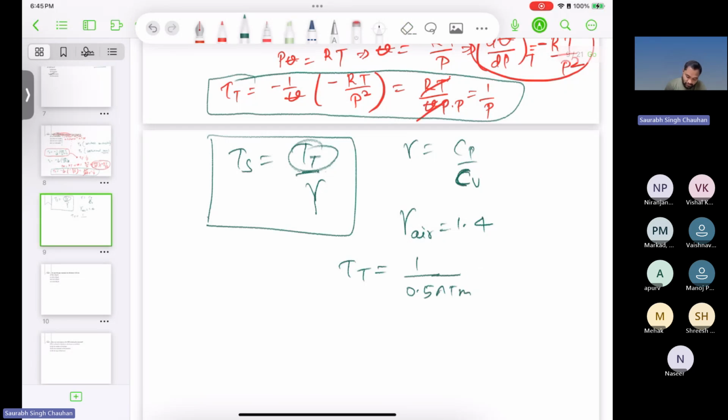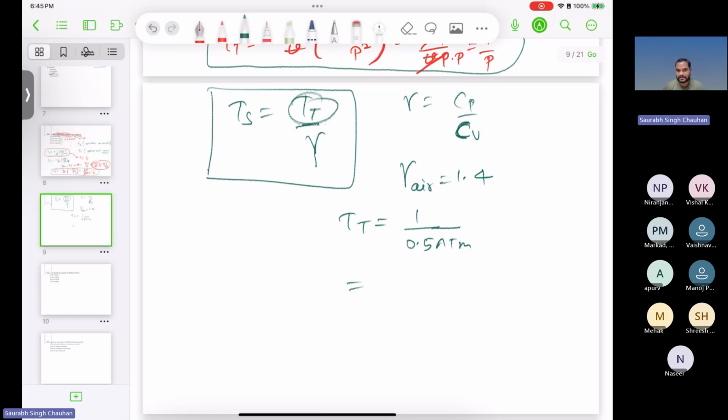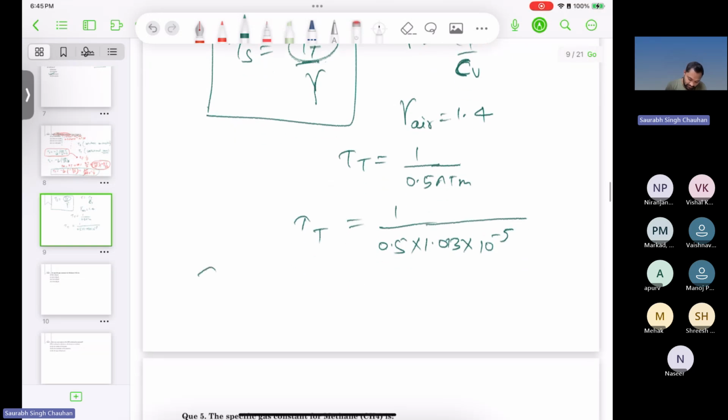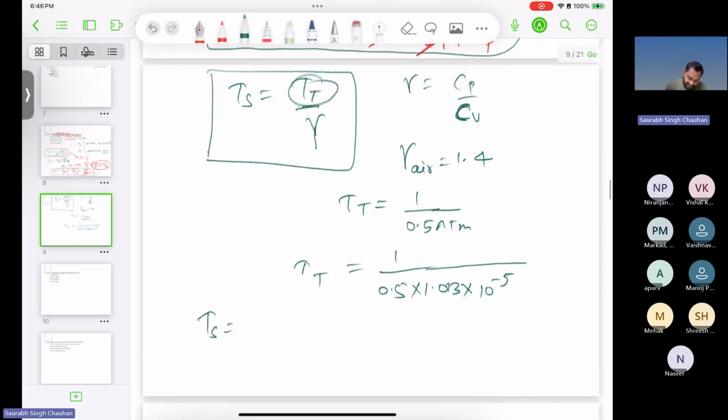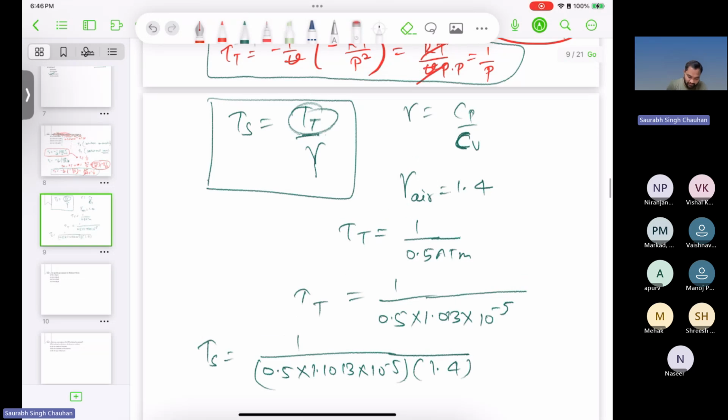And 1 atmospheric pressure is approximately 1.013 times 10 to the power 5 pascals. So 0.5 into 1.013 into 10 to the power 5 pascals. This is your isothermal compressibility. And isentropic compressibility will be just divide this by gamma. So it will be 1 divided by 0.5 into 1.013 into 10 to the power 5 times gamma 1.4. Okay, so you can calculate this value.